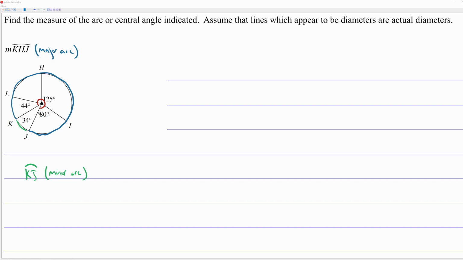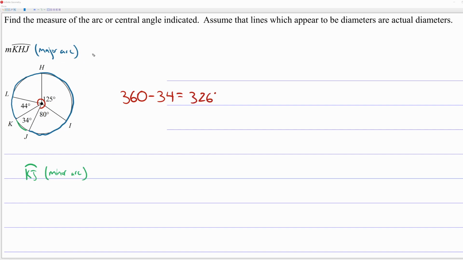And here we'll need one of those properties that I mentioned before, namely the angle of an entire circle adds up to 360. And if I want this red angle, I just need to take off 34 degrees. So if I subtract 34, that's 326.